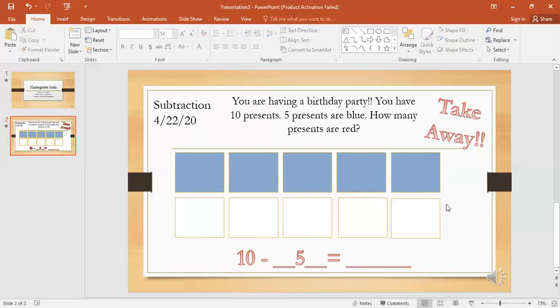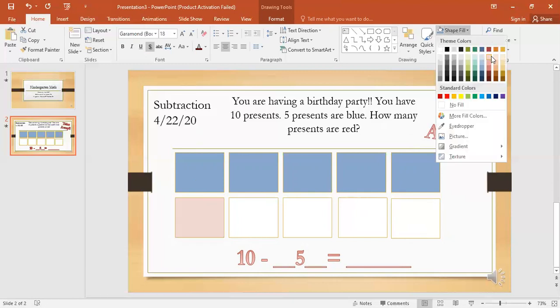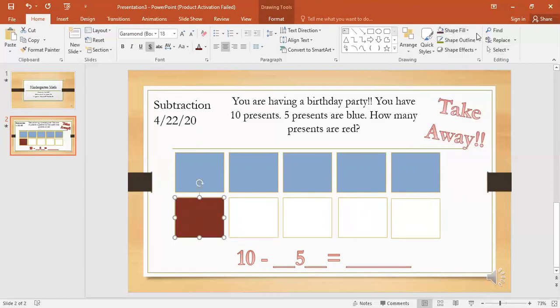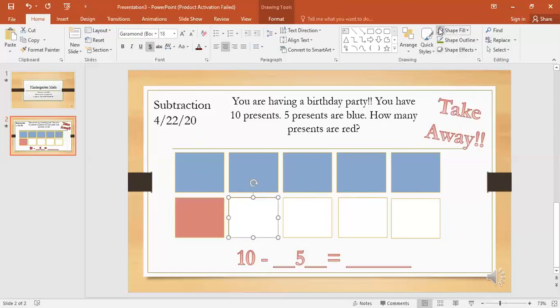Okay, let's hop back up to our picture. Please tell me how I can solve this problem. Give me an idea of a way that I can solve this problem, figuring out how many presents will be red. Do you think I should color the rest of these in red? Okay, let's start with that. So it says that I'm going to have some red presents. So I know that if I just have 2 colors, the rest of my presents are going to be red. Let's do this. Okay, so the rest of my presents will be red.